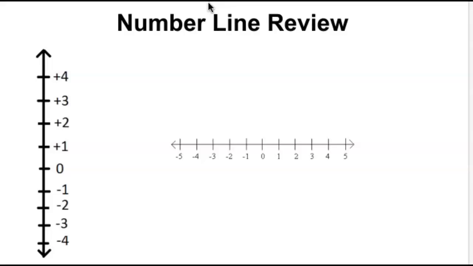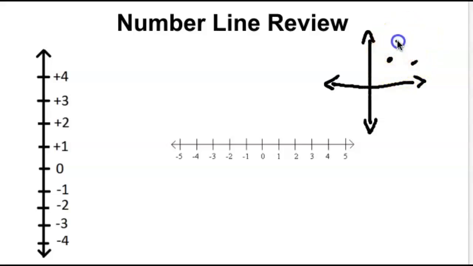We need to review some things we've already talked about this year, primarily number lines and types of numbers. The first thing I want you to remember is that number lines can be vertical or horizontal. And we've already discussed that you can connect two number lines, one vertical and one horizontal, to create a coordinate plane.